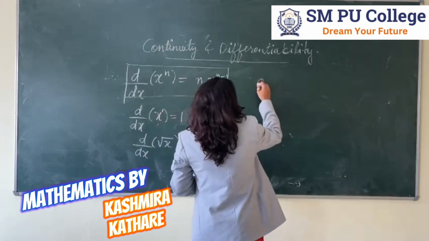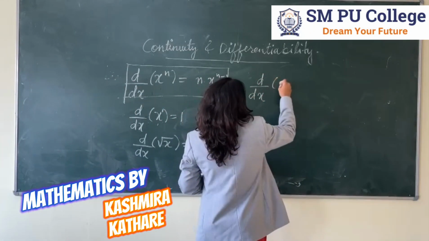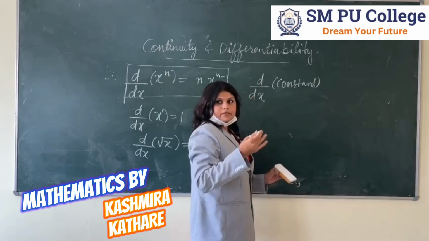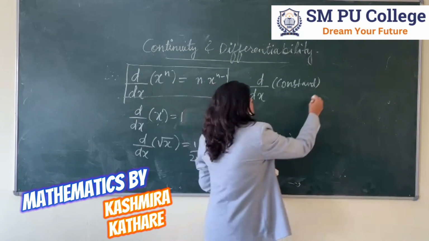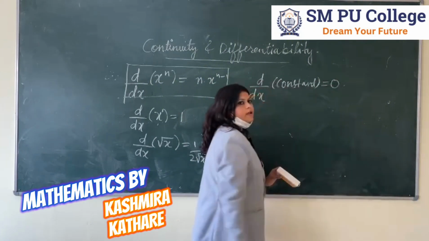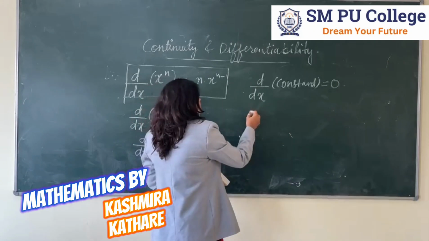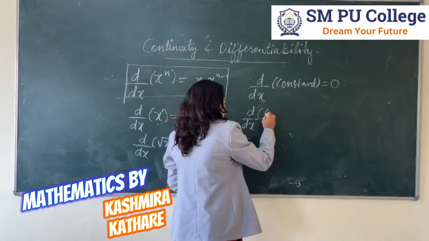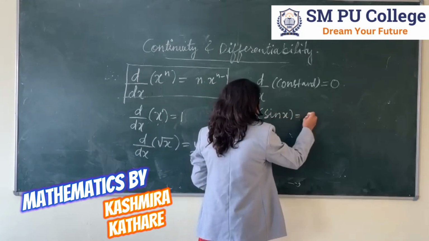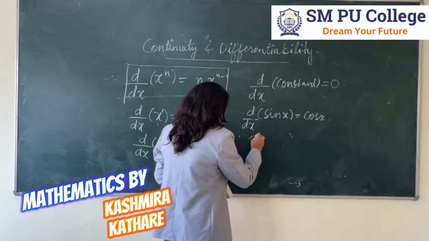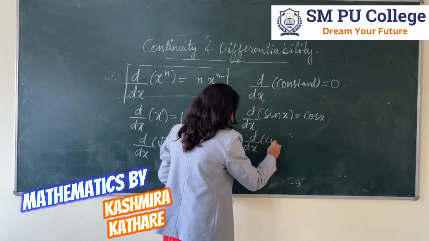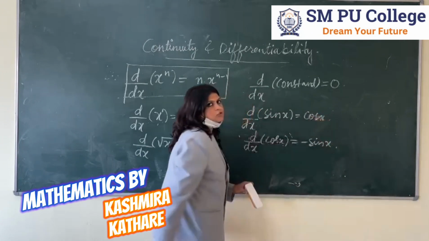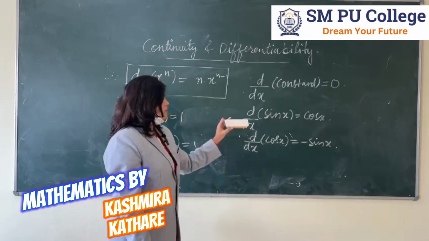Next is differentiation of any constant. Constant in the sense 1 to 100, A, B, C, D, Z, any constant, if it is single, when we differentiate that, the answer will be 0. Next, we have differentiation of trigonometric functions. Differentiation of sin x is cos x. Differentiation of cos x is minus sin x. Already in first year, 5 marks questions on these derivatives you have.